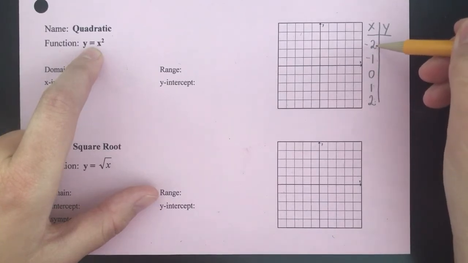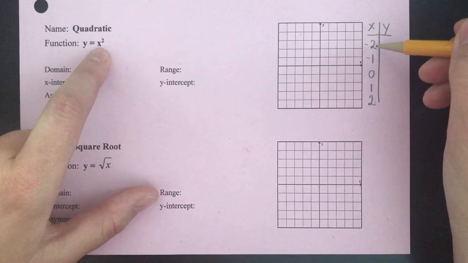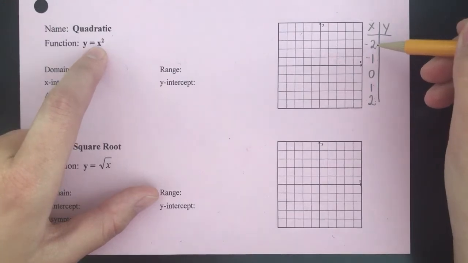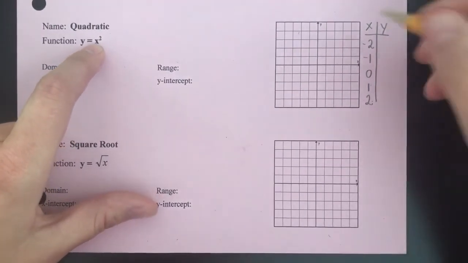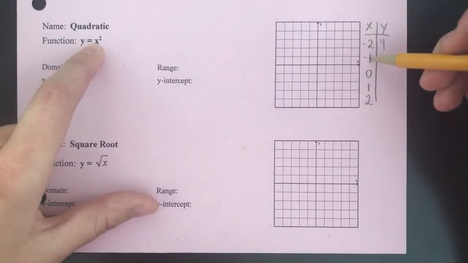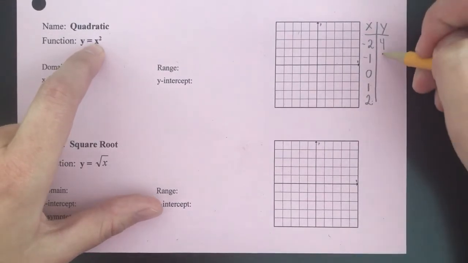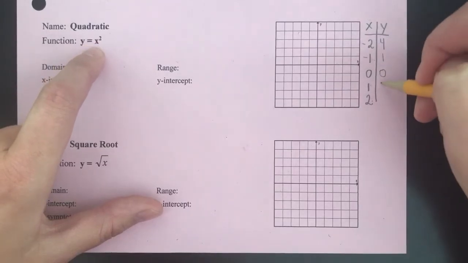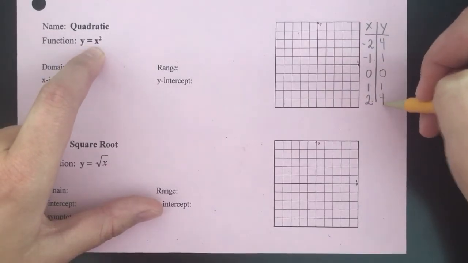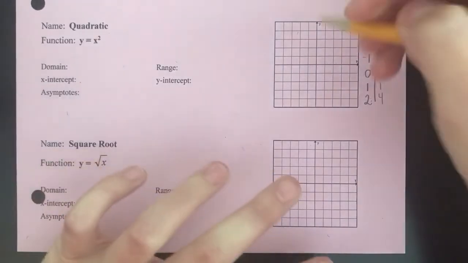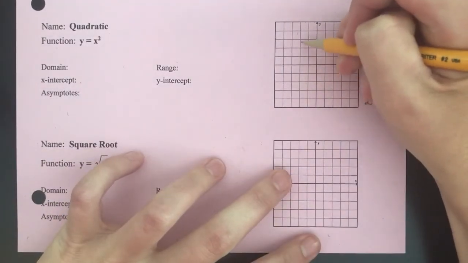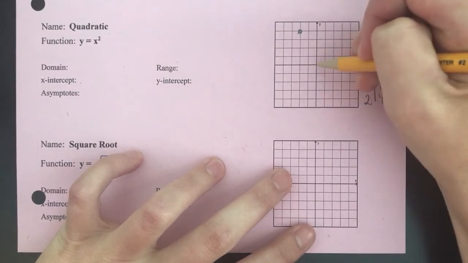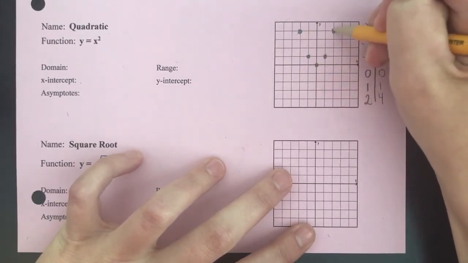So if I plug in -2 for x here, what's -2 squared? That means -2 times -2. -2 times -2 is +4. If I plug in -1 for x, -1 squared, or -1 times -1, is +1. If I plug in 0, 0 squared is 0, 1 squared is 1, and 2 squared is 4. Okay, so those are our coordinates: -2, 4; -1, 1; 0, 0; 1, 1; 2, 4.